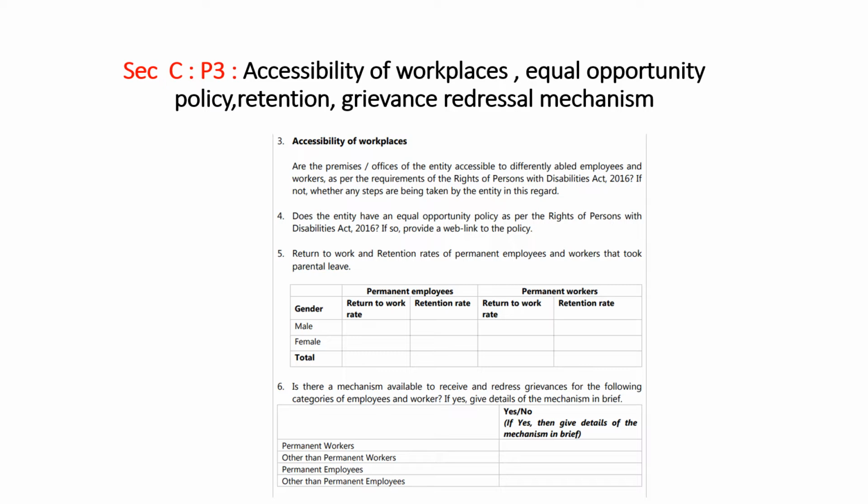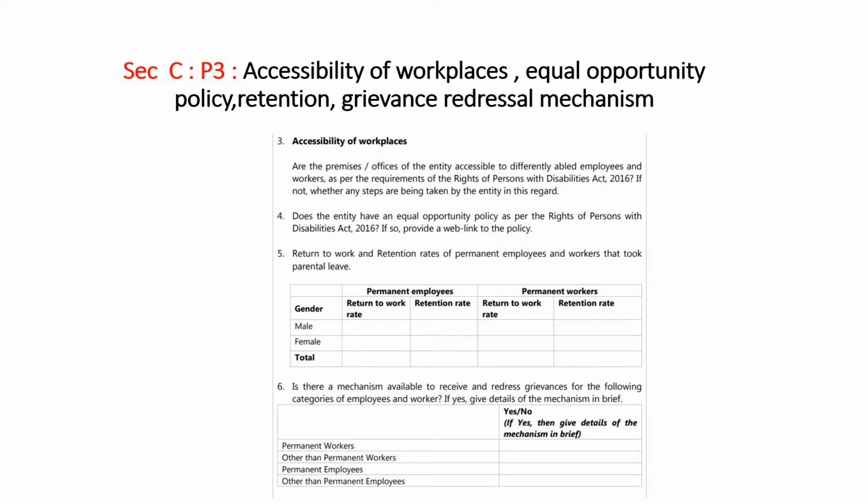Number one, whether you have given accessibility of your workplaces, especially to differently abled employees, whether you are an equal opportunity player, whether people have been retained, and what the retention rate is after paternity leave and maternity leave, and what the grievance redressal mechanism is. So questions like this: are the premises and offices of the entity accessible to differently abled employees and workers, as per the requirements of the Rights of Persons with Disabilities Act? Does the company have an equal opportunity policy as per the Rights of Persons with Disabilities Act 2016?